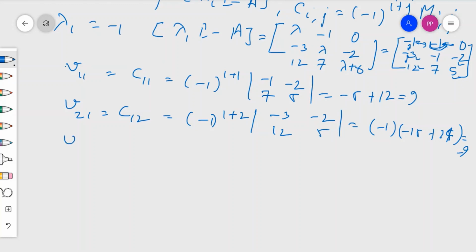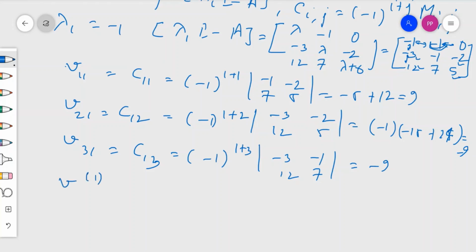Similarly, V31 is C13 equal to minus 1 power 1 plus 3. So this becomes minus 3 minus 1 12 7. So that is equal to minus 9. So we have V1 here equals 9 minus 9 minus 9. We can write it in a simple way because the constant, that is the scalar multiple, can be removed. So this becomes V1. In the same way, we can find V2 and V3.